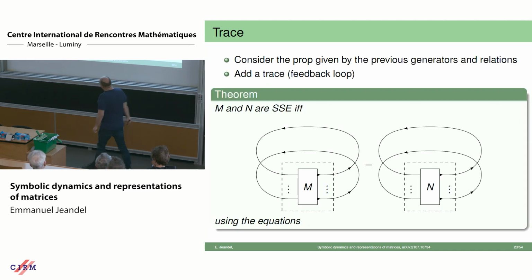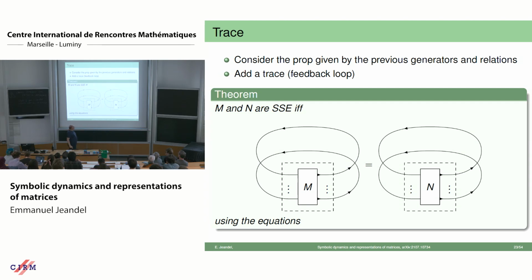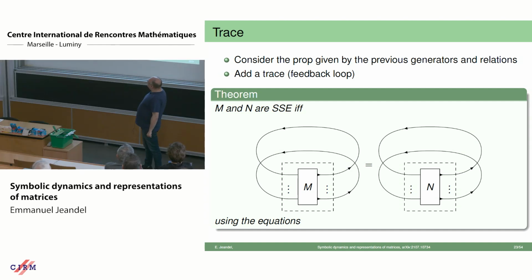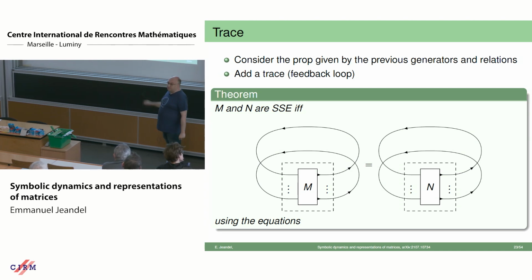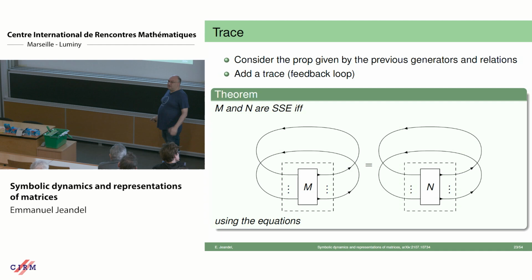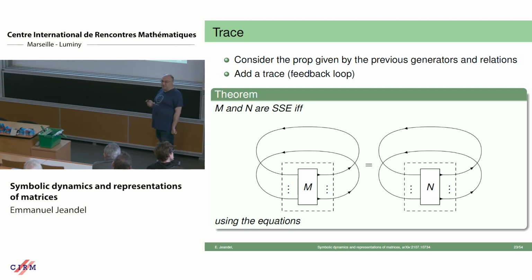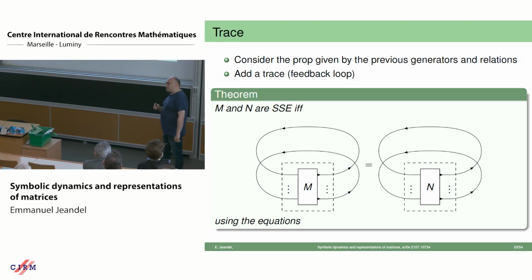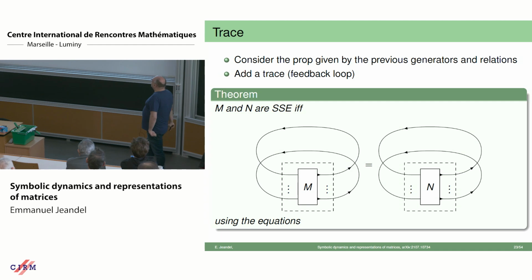So this is the theorem we obtain. I forgot to put the star in the theorem, you will see why. If I have two matrices M and N, then I can know if they are equivalent by just putting wires like this, putting loops like that, and looking if now I can prove that they are equal, using all the equations I gave before. So that's quite nice.